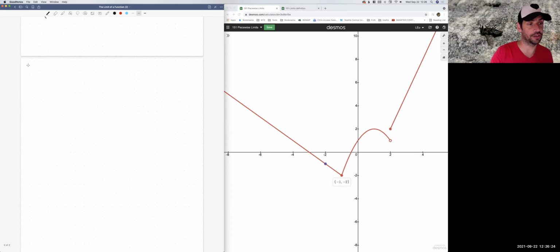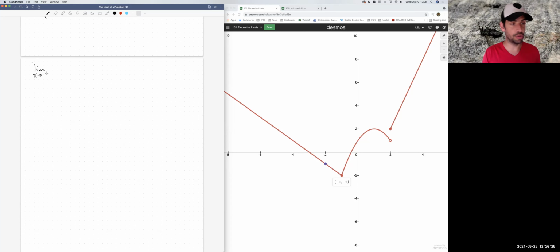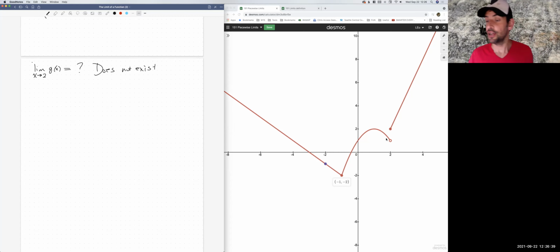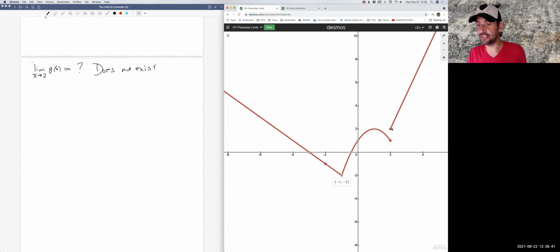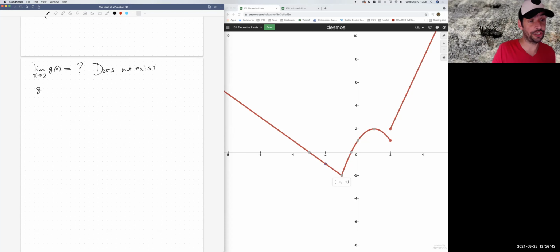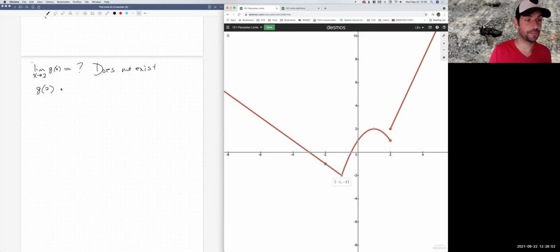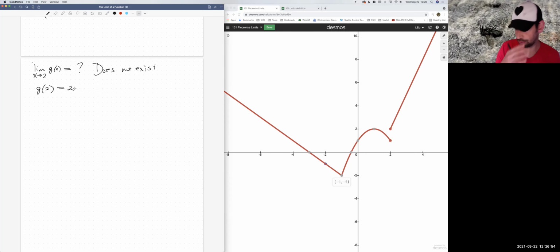One of the issues we talked about, however, was that sometimes we can't compute a limit. So in this particular graph, the limit as x goes to 2 of g of x, well, this does not exist. We notice that the function is defined there. We know that g of 2, if you look at the graph, this is the point, there it is, 2, 2. So g of 2 is equal to 2.